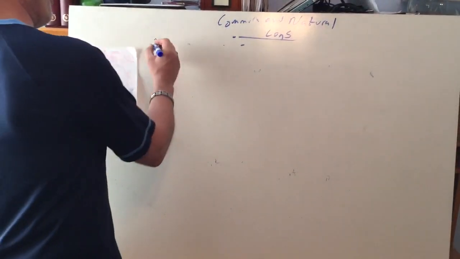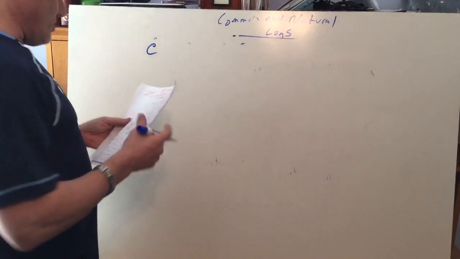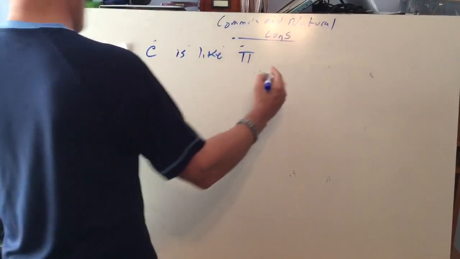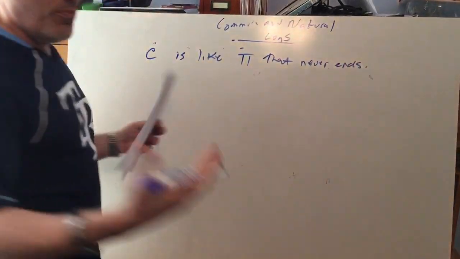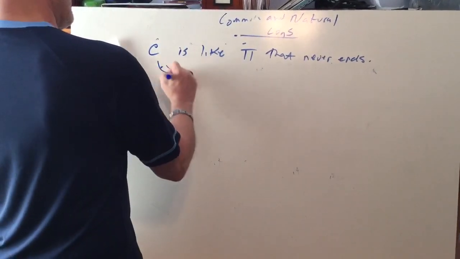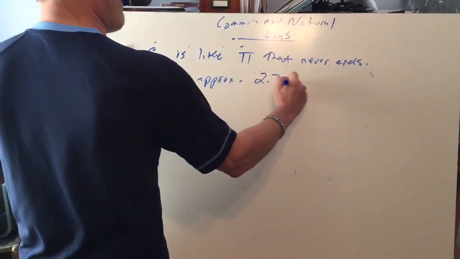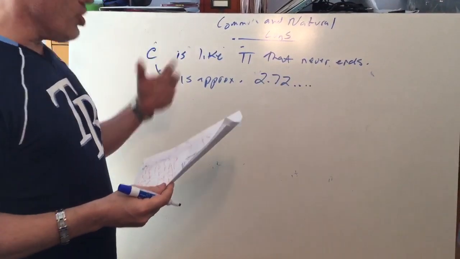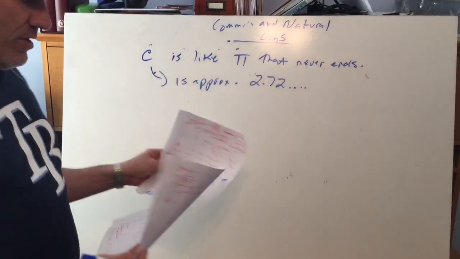Now, secondly, just a little bit more about the letter e that we're going to incorporate later on, probably about 3-4 lessons from now. e is like pi, which we all know never ends. Pi is 3.14 and so on. Well, e is approximately 2.72, and it just keeps going. So you're going to learn more about the e and the ln later on, probably in about 3 to 5 lessons from now.